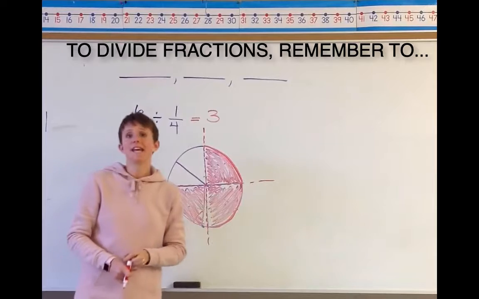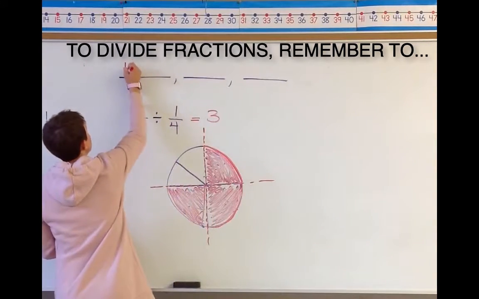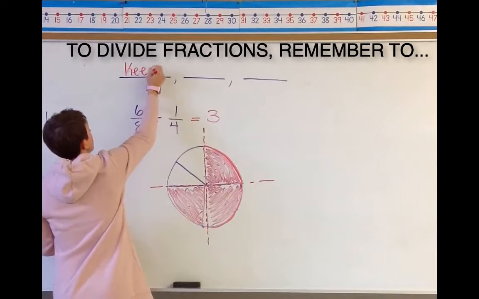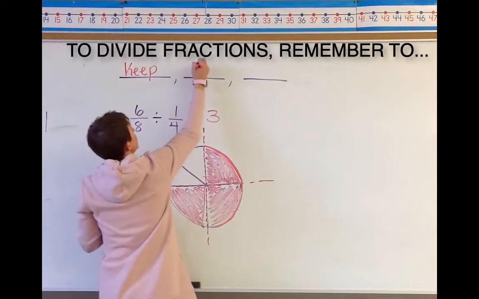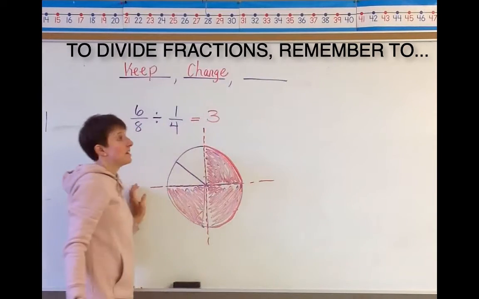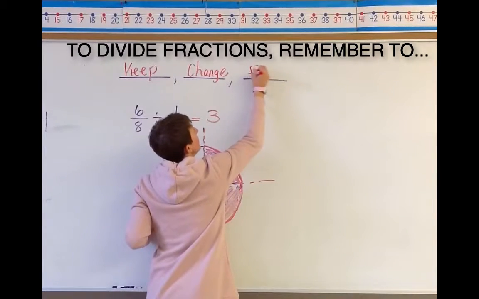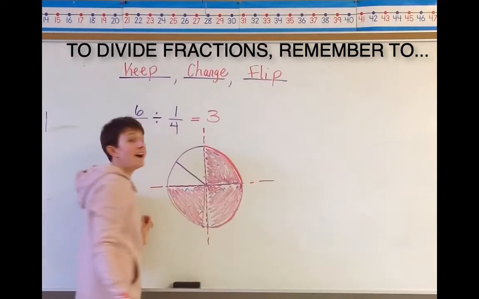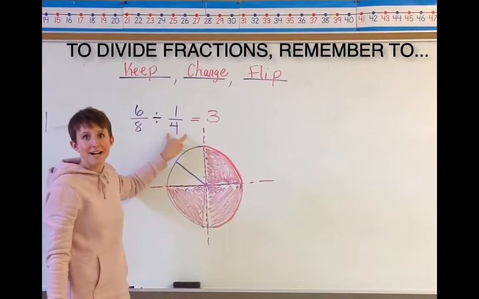Well, there's 3 words that help us when it comes to dividing fractions. Write these 3 words on the 3 lines provided. We're going to keep what we have to divide out. We're going to change division to multiplication. And we're going to flip. We're going to find the reciprocal of our divisor, of that second fraction.